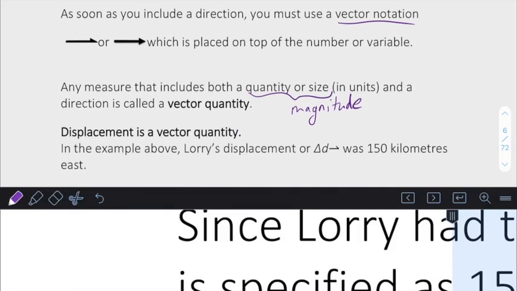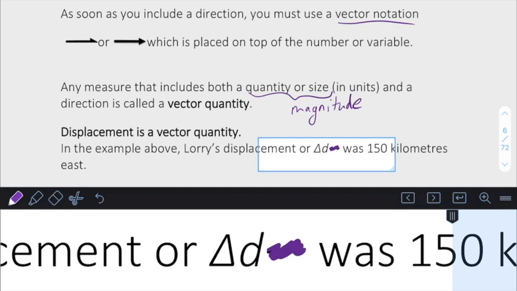So we should really write this, and this is where this book needs a little bit of editing, is that these should be arrows on top of the D.